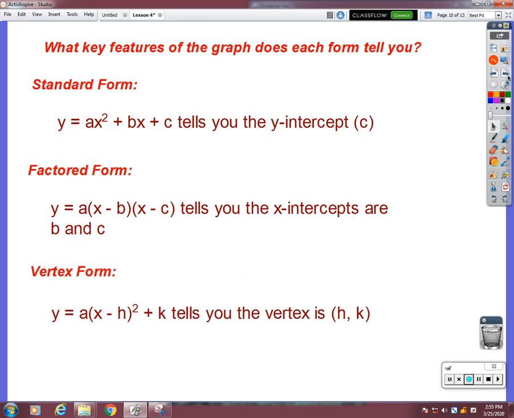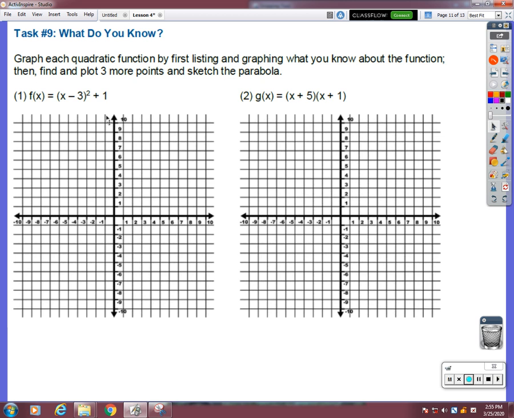Okay, so let's put those to work. On task number 9, we're going to make a graph of each one of these things. So this one is in vertex form. That means it tells us that the vertex is at (3, 1). So we'll put a dot at 1, 2, 3, 1. I like to use a little bigger dot going there. Okay, so that's the vertex.